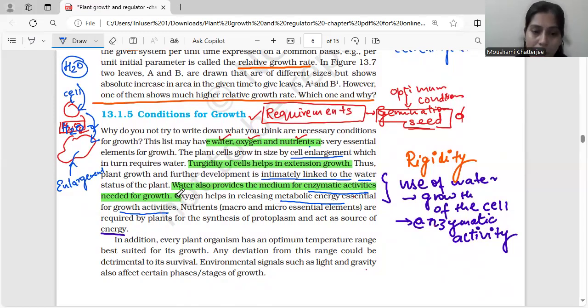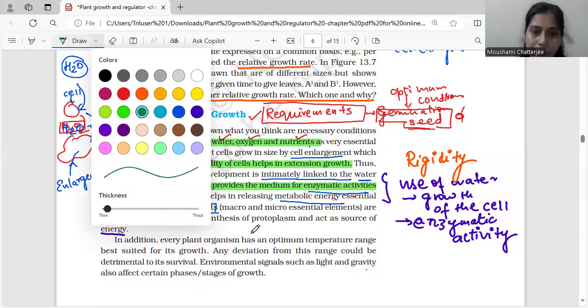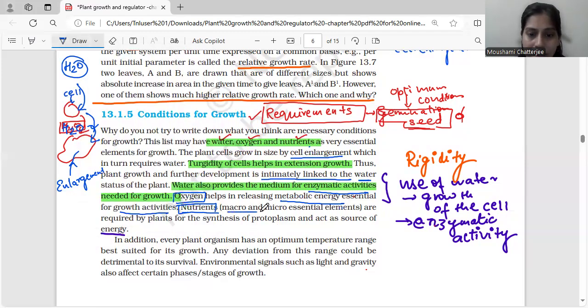Nutrients. Now, oxygen, you have seen how oxygen is useful. Now, nutrients. What kind of nutrients will be required? So, let me take a different color pen over here. You can just understand macro and micronutrients which are necessary and are required by plants for the synthesis of protoplasm and act as a source of energy. So, nutrients are working in two ways. One, it is providing the energy. Okay, and it is required by the plant for the synthesis of protoplasm. You know what is protoplasm? Cytoplasm plus nucleus. That is your protoplasm of a cell or the living content of the cell.